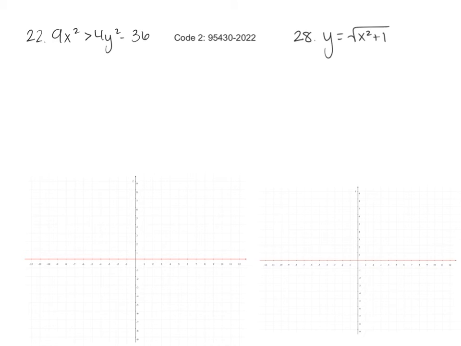So first thing we got to do is get the 4y squared on the left side. So we're going to subtract 4y squared from both sides. And then we're going to divide everything by negative 36. But remember, when we divide by a negative, we flip the sign. So this becomes negative x squared over 4 plus y squared over 9 is less than 1.